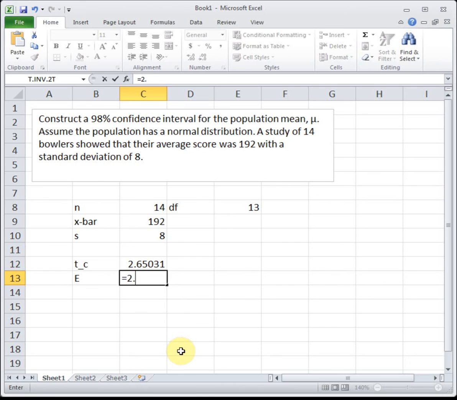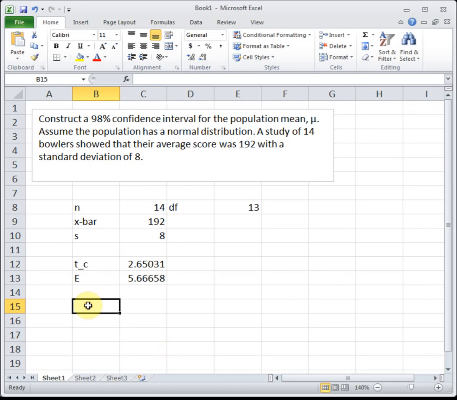Next we calculate our margin of error, and that's given by our TC, which I'm going to use to 4 decimal places, times our sample standard deviation divided by the square root of our sample size. The biggest mistake I see students make when they type in this formula is they divide by the square root of the degrees of freedom instead of the square root of the sample size. It's a silly little typo, but for some reason I see it all the time. So just be careful that when you're typing in your margin of error formula, you do the square root of your sample size. So here we have 2.6503 times 8 divided by the square root of 14.